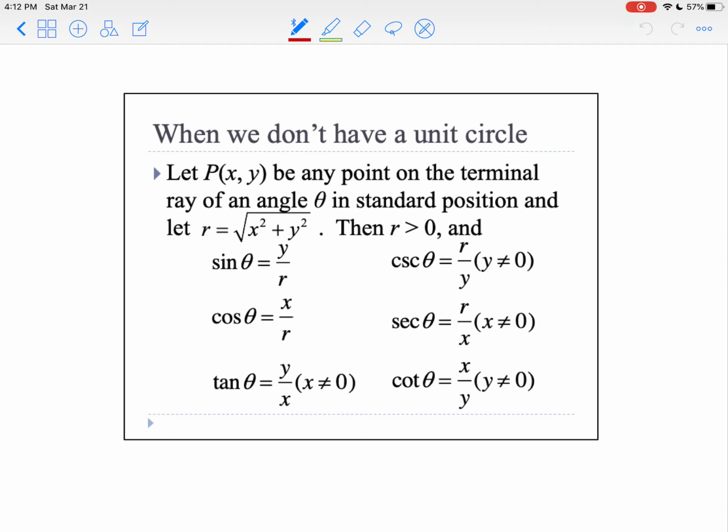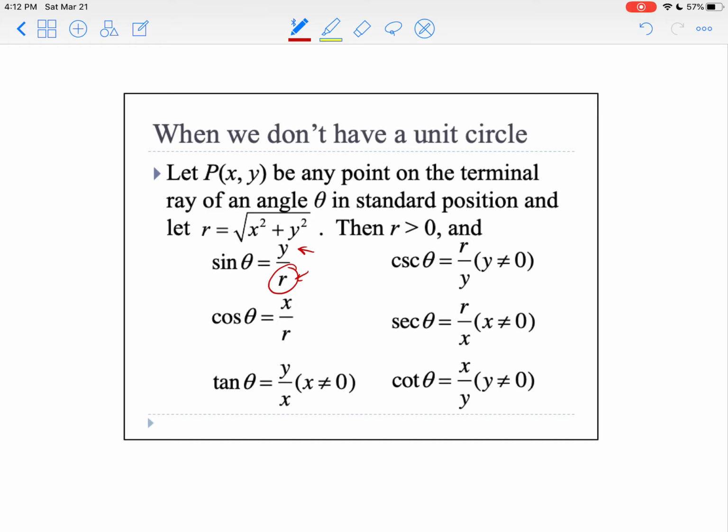The trig function sine of theta gives me the ratio of the y-coordinate on that circle to the radius of that circle, divided by the radius of that circle. When the radius is 1, as is the case in the unit circle, then you can see that sine of theta is just equal to y, which is what we've been talking about. But if the radius is not 1, then we need to take this into consideration.